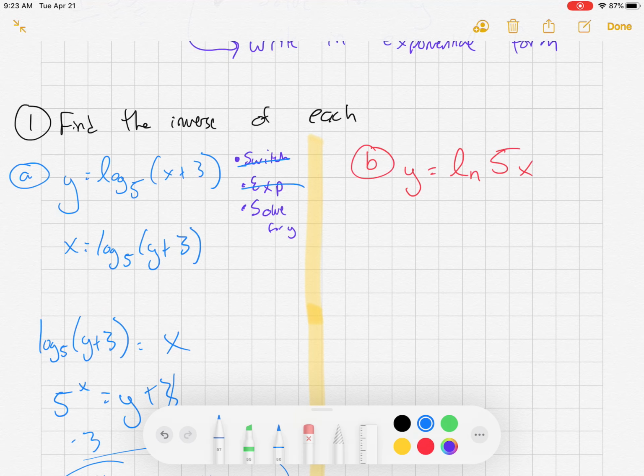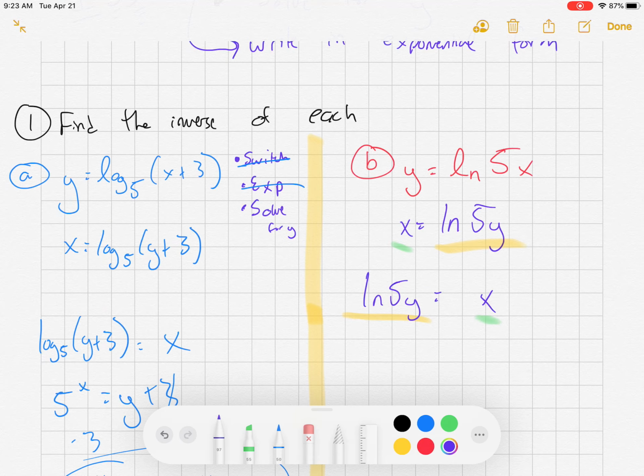Okay, same thing for part B. We've got to find the inverse of y equals the ln of 5x. Again, first thing, we need to switch x and y. So I'm going to write it as x equals the ln of 5y. Again, I'm going to put this in the opposite order. Instead of green equals yellow, I'm going to write it as yellow equals green. So ln of 5y equals x.